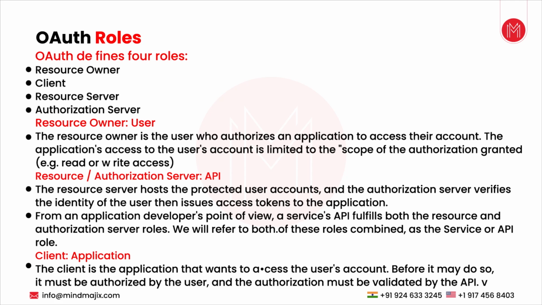So that's basically the resource owner. Now we have an authorization server or an API. This is an important thing to understand. The resource server hosts the protected user accounts, and the authorization server verifies the identity of the user, then issues the access token to the application. So basically, we have a resource owner, and we also have a resource server. That resource server is going to host the protected user accounts, and the authorization server is going to verify the identity of the user, and it will issue the access token only once the identity has been verified.